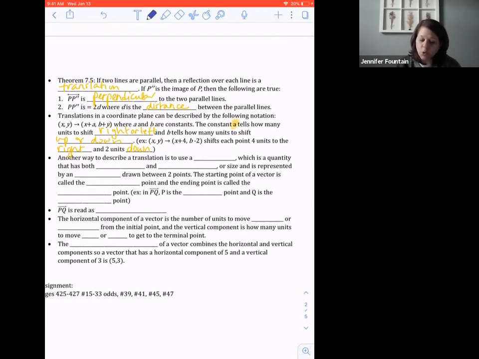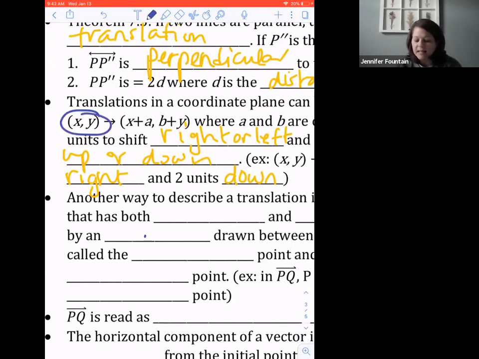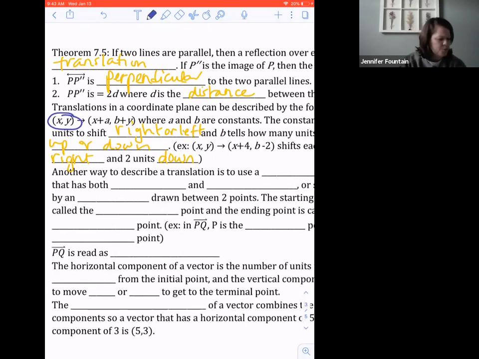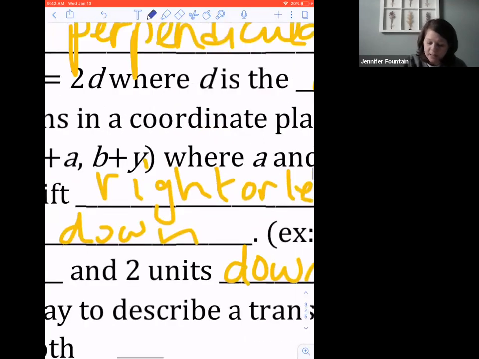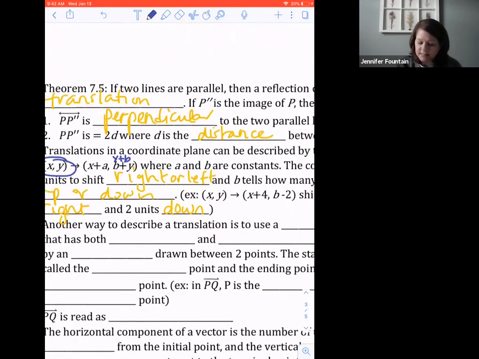It says translations in a coordinate plane, starting on page 422. Translations in a coordinate plane can be described by the following notation. (x, y) translates to (x + a, y + b). Why did I do b plus y? That should be y plus b. It really doesn't matter, but anyway, y plus b, where a and b are constants.